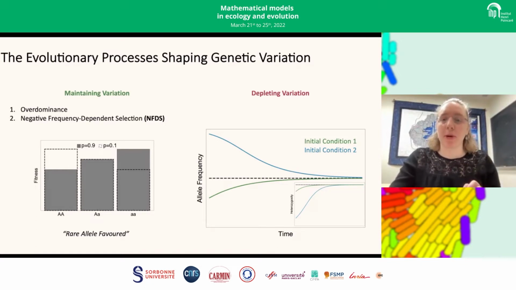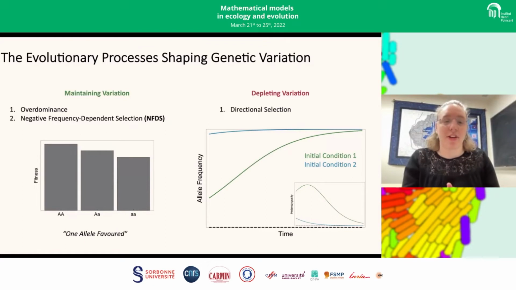But there are also processes that deplete genetic variation, one of which is directional selection. In this case, one of the homozygotes is favored more than the other, and this will tend to erode genetic variation and lead to the fixation of the favored allele. So you end up running off to one of the edges of this plot, and heterozygosity decreases over time until there's only one allele in the population.